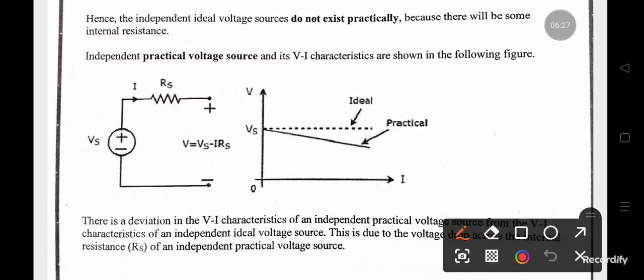There is a deviation in the VI characteristics of an independent practical voltage source from the VI characteristics of an independent ideal voltage source. This is due to the voltage drop across the internal resistance Rs of an independent practical voltage source.